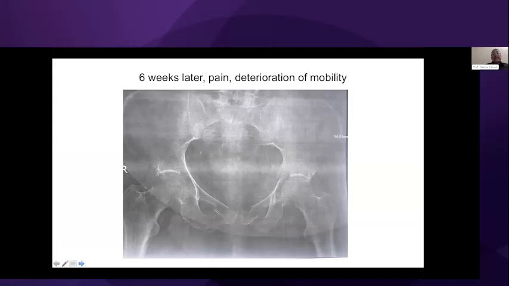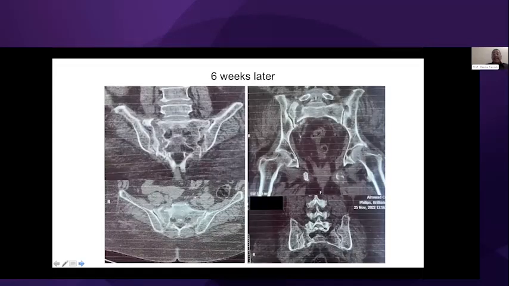Six weeks later, the patient presented with pain, deterioration of mobility. We did again plain X-ray, CT scan that showed progression of the fracture.